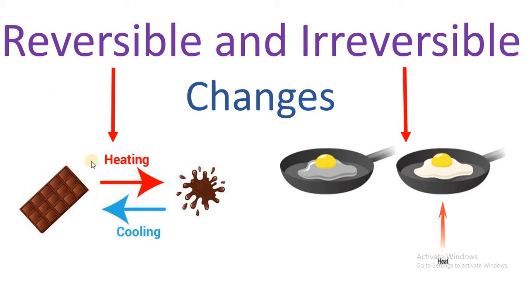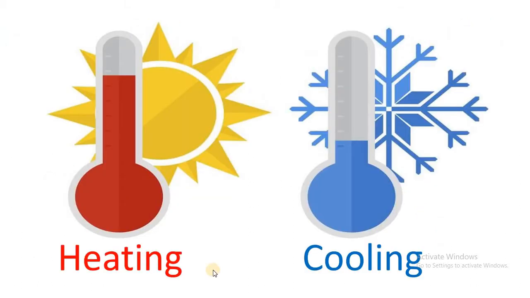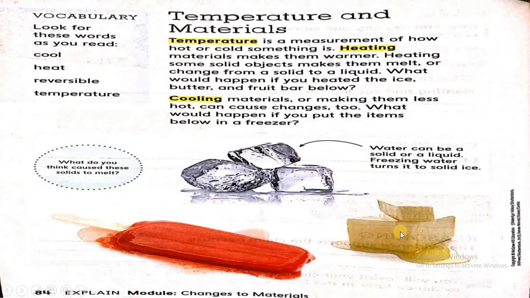Reversible changes like heating and cooling the chocolate bar. Irreversible changes like frying eggs or cooking. We said before that we can change materials by heating and cooling. So let's open page 84 and read about heating and cooling.